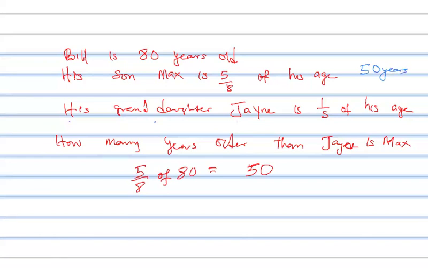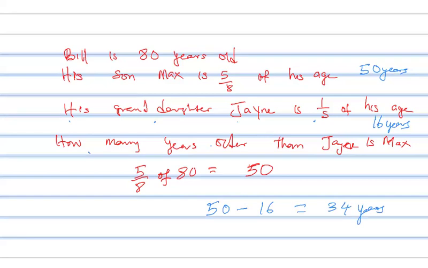His granddaughter, Jane, is 1/5 of his age. 1/5 of 80 is what? 16. How many years older than Jane is Max? So you do 50 minus 16. That gives you what? 34. Who got 34? Me.